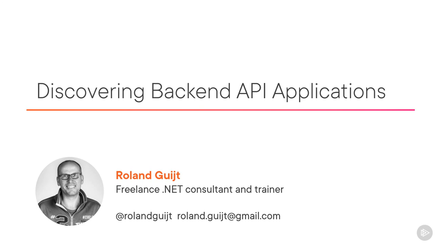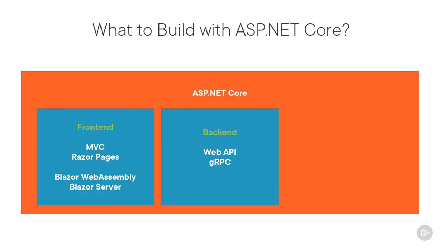ASP.NET Core is great for front-end applications, but also for back-end applications. Again, we have options. Web API and gRPC use two different patterns, and SignalR can also be seen as an API that supports server-to-client communication. But have no fear, by the time you finish this module, you'll know what to choose.